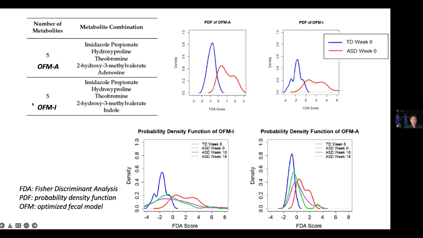So although one or two single fecal metabolites may not be strong enough to separate the two groups, groups of fecal metabolites could be good potential biomarkers for understanding autism in early ages of children with autism.